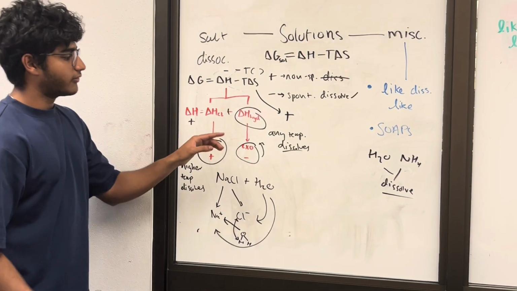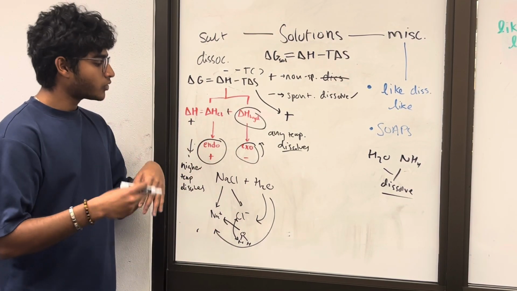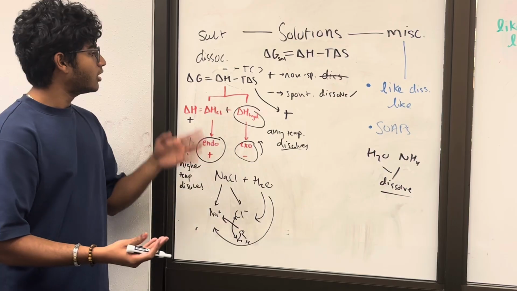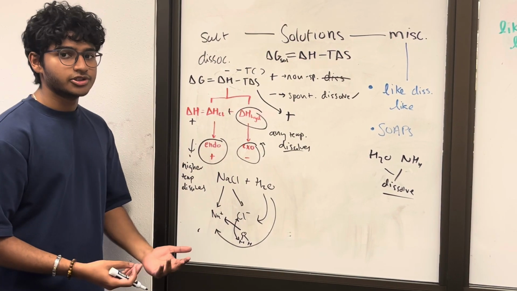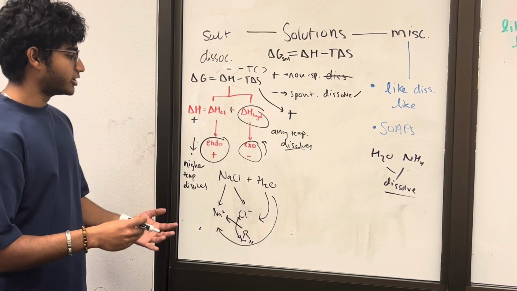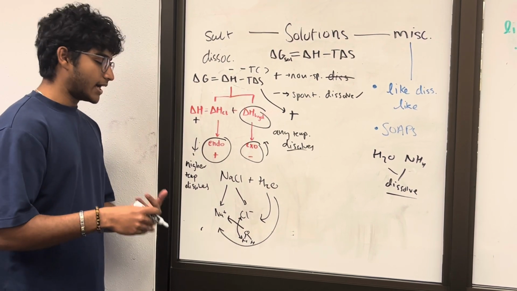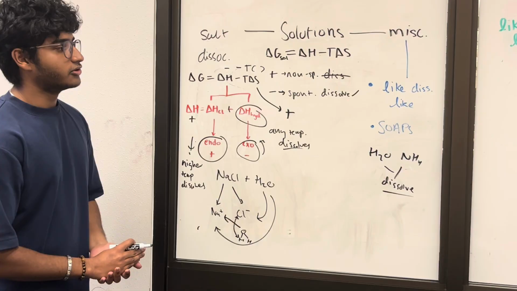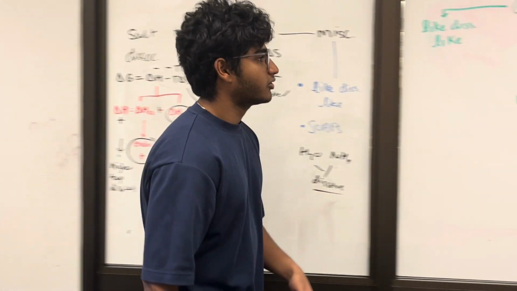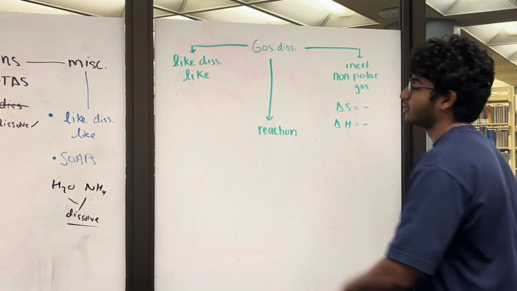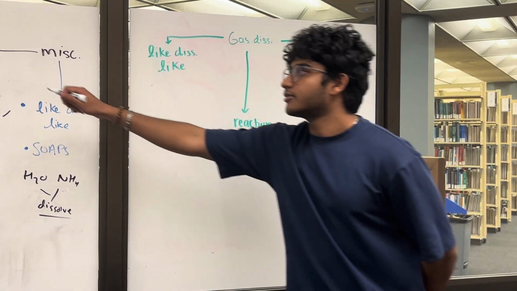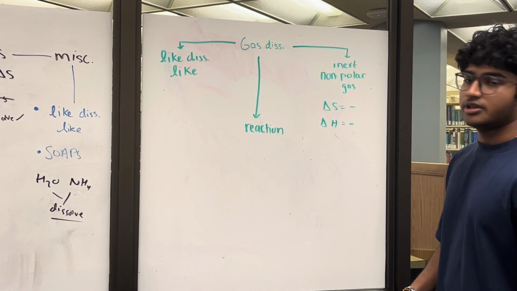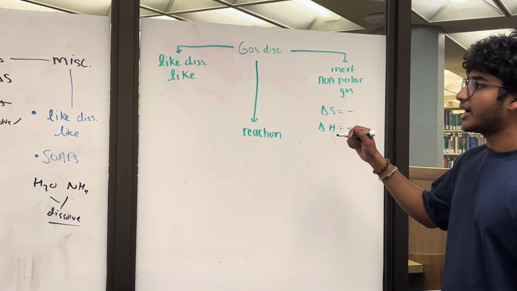So if the hydration energy is higher, then at any temperature, the salt dissociation can occur. But if the lattice energy, or the delta H of lattice, is higher, then at a higher temperature, the dissolving will happen. So that's salt dissociation. Now let's go into gas dissolution. So for gas dissolution, we can relate that back to the delta G equation, but the primary thing you need to note here is that delta S is going to be different.